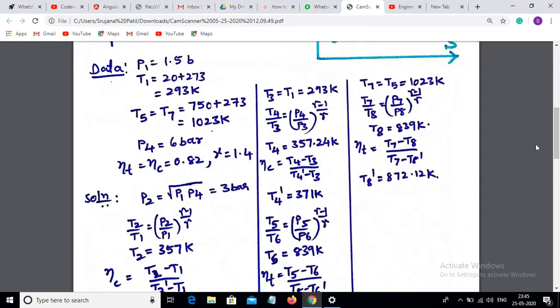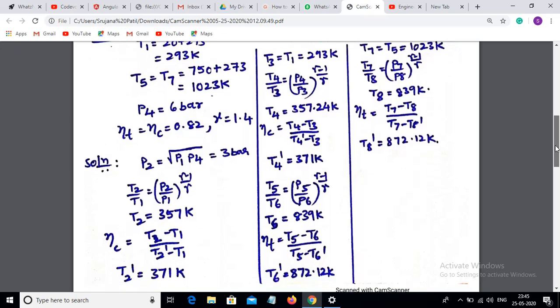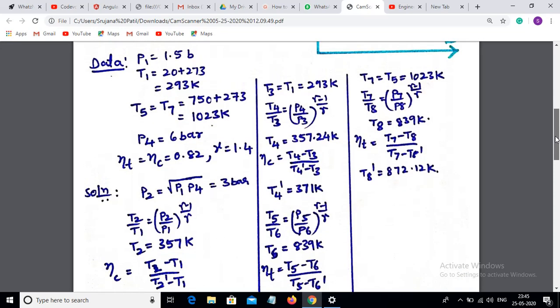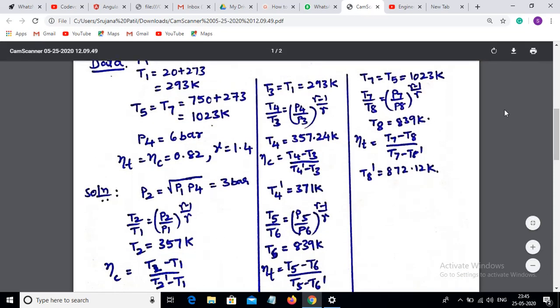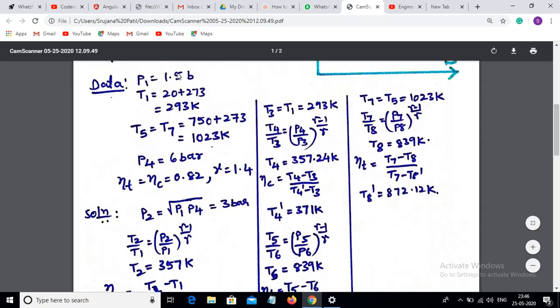Here I have written it. So P1 is 1.5 bar and T1 is equal to 20 plus 273, that is 293 Kelvin. T5 is equal to T7, that is given 750 plus 273, 1023 Kelvin. Final pressure P4, 6 bar. Isentropic efficiency of turbine and compressor both are given 0.82. Gamma is equal to 1.4.